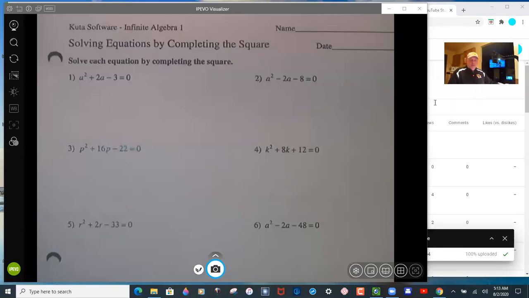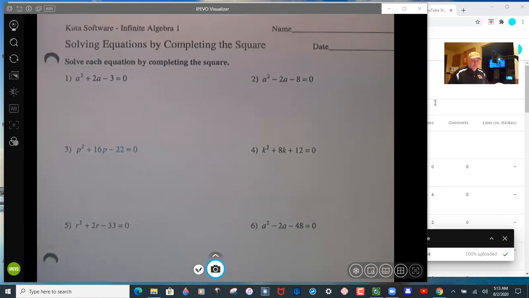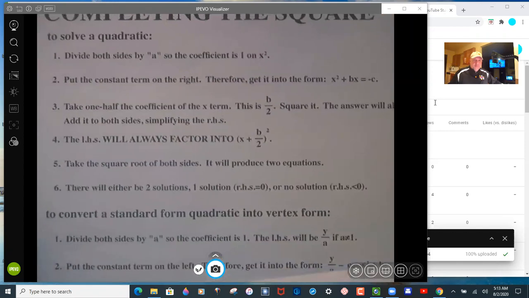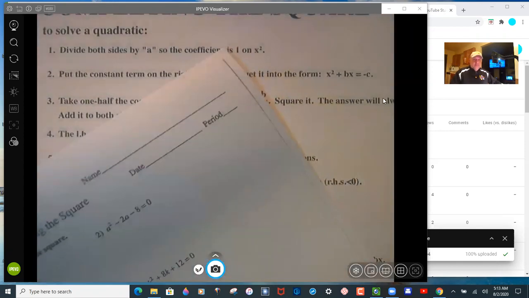This is a video showing some solutions for the second assignment on completing the square in the third quiz for the first trimester. We'll do a couple that are on the simpler side and then a couple that are a little more involved. So this again is what you want to have.